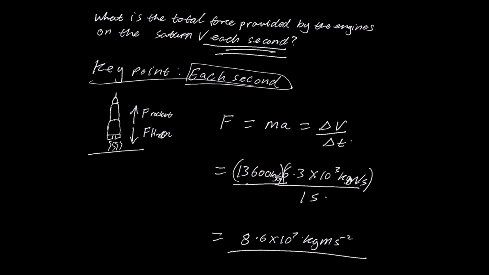So, not a particularly difficult question. You do have to realize this is per second, and you can just divide all of this by 1. We're assuming, of course, that the velocity of the peroxide molecules goes from 0 to 6.3.